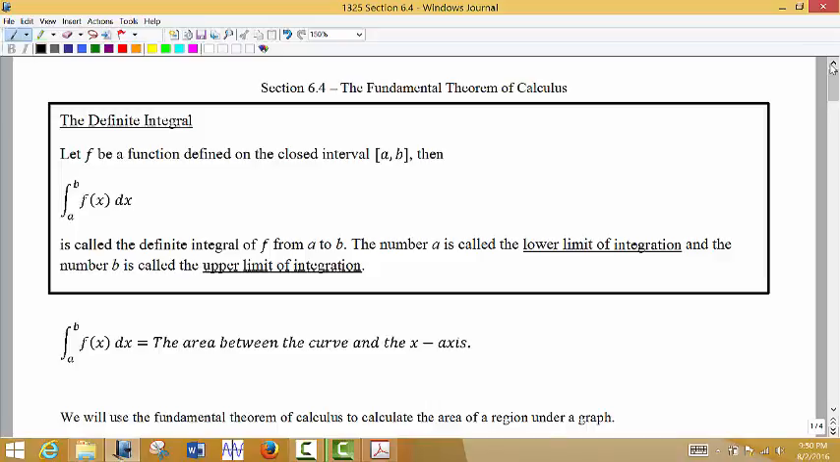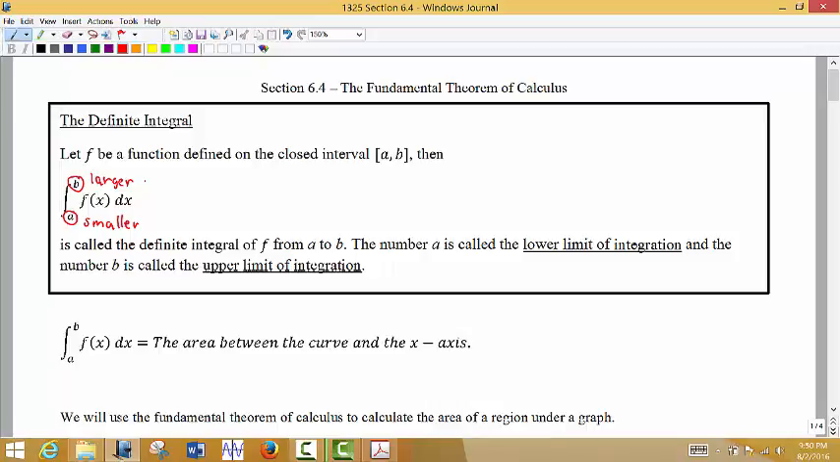And what we're going to do is take that integration symbol and put two values. We're going to put a number at the top and the bottom of that integration symbol. When you have a number at the top and the bottom, we call this the definite integral. So we have a function f, and it's defined on what we call the closed interval from a to b. This is the smaller of the two numbers, and this is the larger of the two numbers. Okay. So this is called the definite integral when you have a number at the top and the bottom.